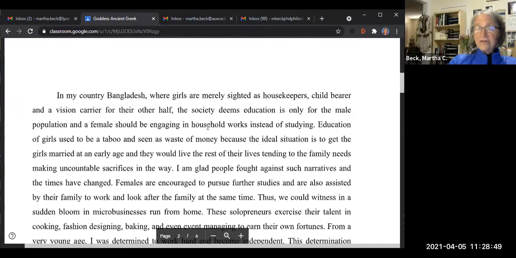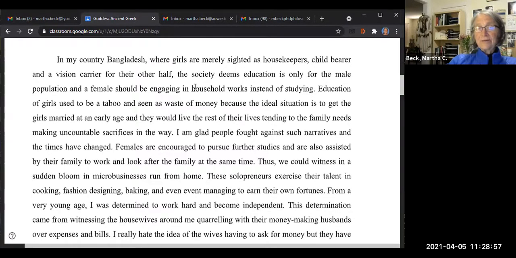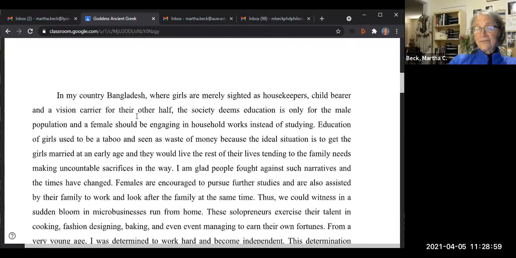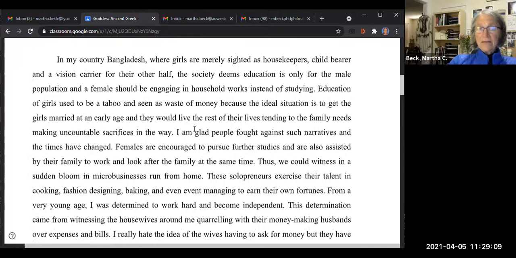In my country, girls are considered housekeepers, childbearers, and vision carriers for their other half, right? For men, their better half, you could say it's considered. Society thinks education is only for men. Okay.